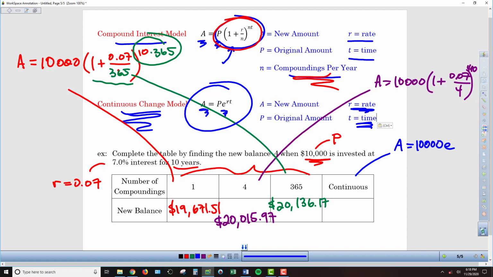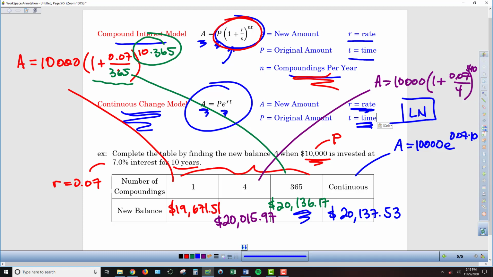E is this natural base, so you're going to have to use the E button on your calculator. Depending on what type of calculator you have, it may be a primary button or it may be a second function above the LN key, which we'll talk about in the future. But now R in this case is going to be our 0.07, and then times T, so T is for 10 years. So you can see there's no N in this calculation because that's taken care of by E for this continuous change model. And so if we push buttons on our calculator to generate this result, we end up with the best possible scenario of $20,137.53.